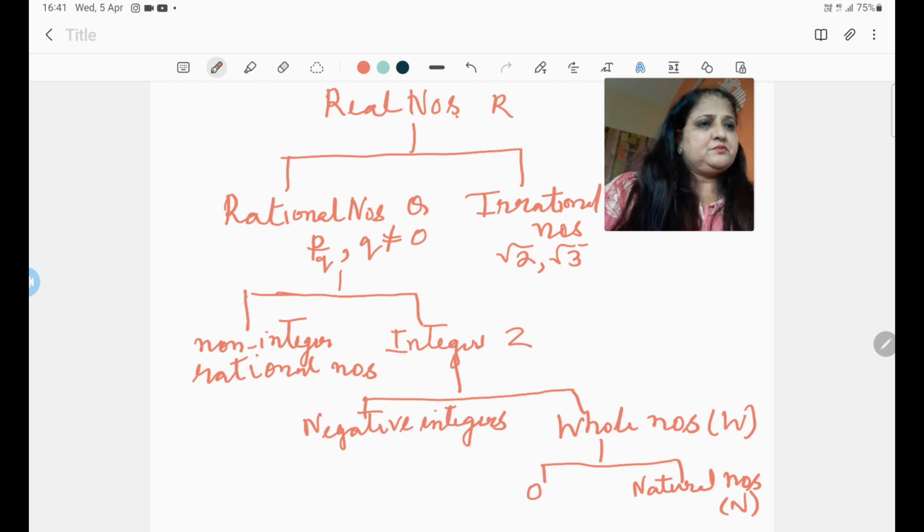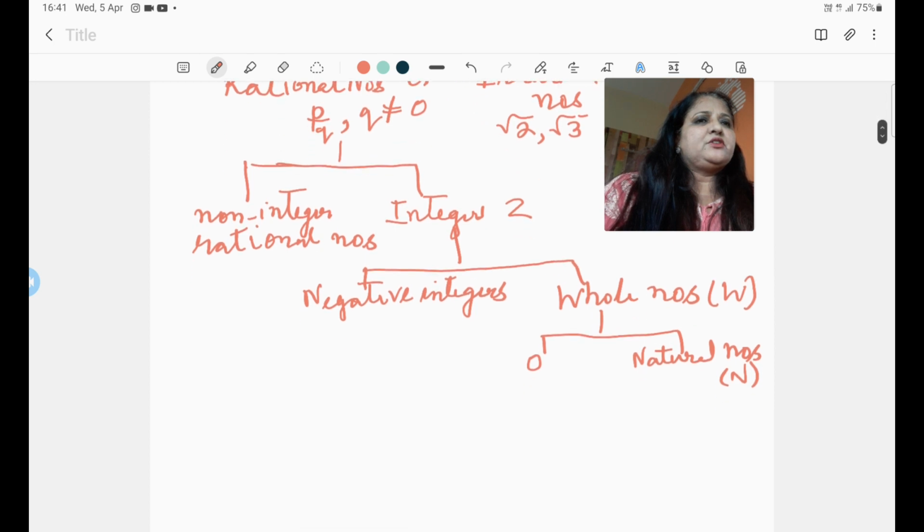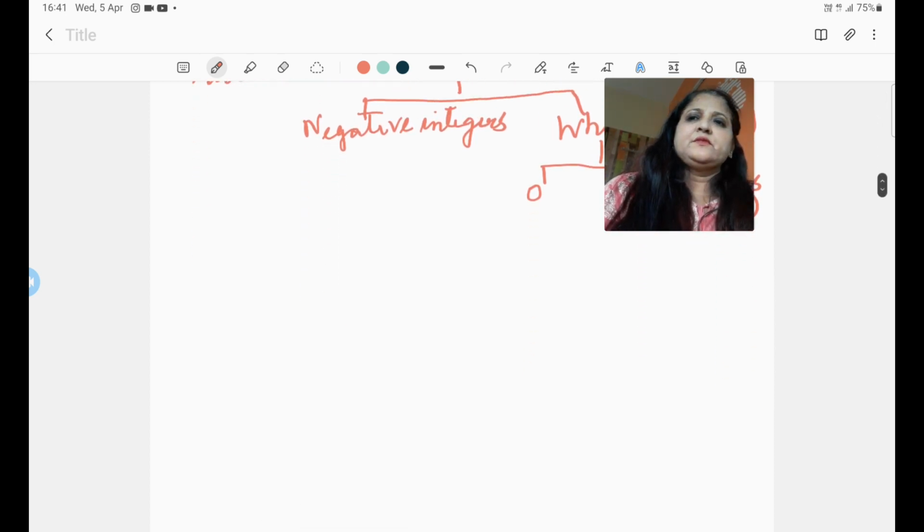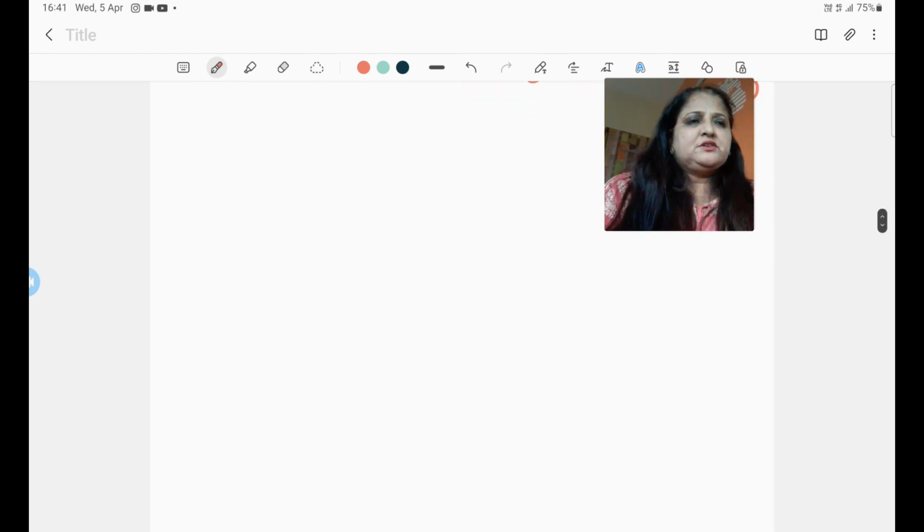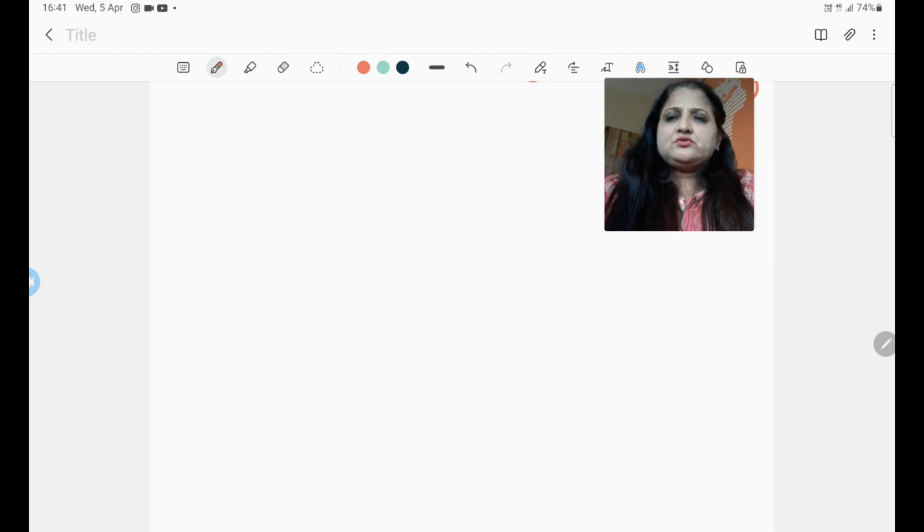I hope this makes the concept clear of how the numbers are divided. All such numbers can be represented on the number line. All of them have a place on the number line. One more thing I want to explain here is the various categories. These numbers can also be understood with the help of the various categories, like I can make a Venn diagram kind of a thing.